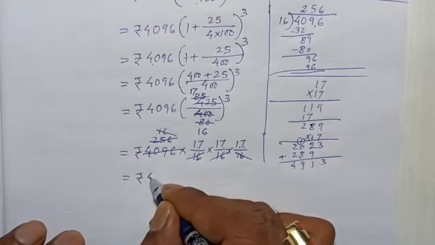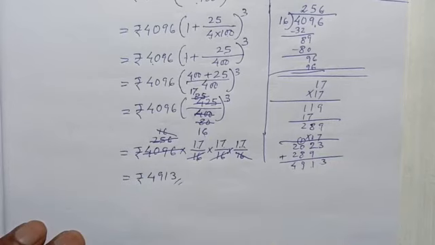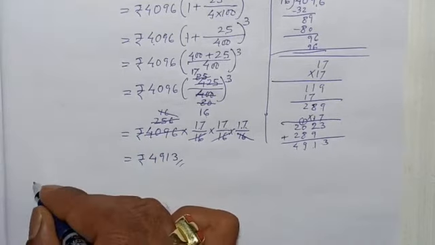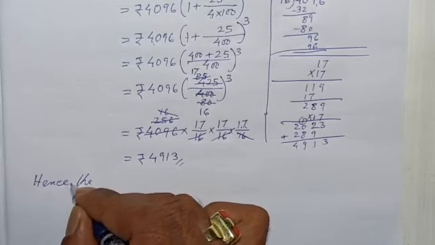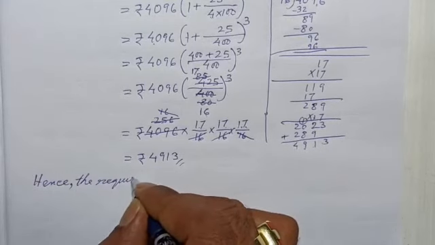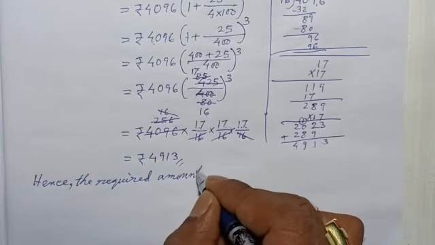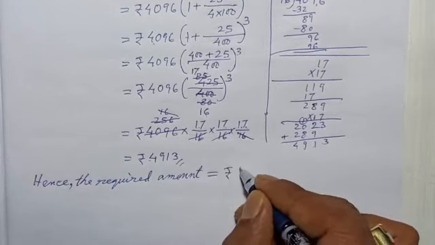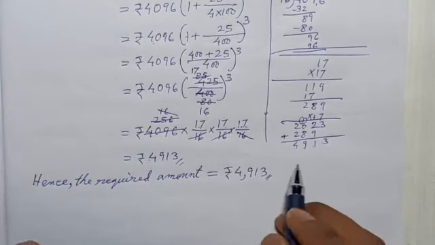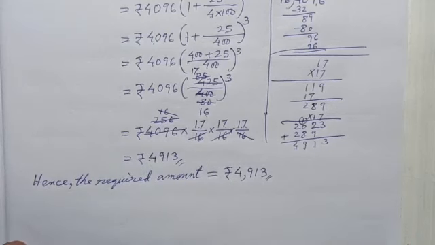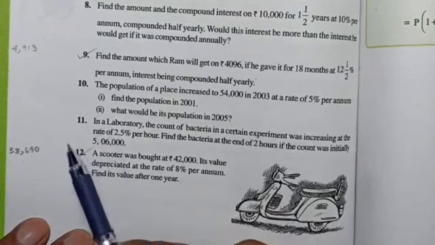Rupees 4913. So the amount is getting this. Hence the required amount is equal to this, rupees 4930. Here the question is over. Question number 10 and 11 are same, so you try this. Now let's try question number 12.